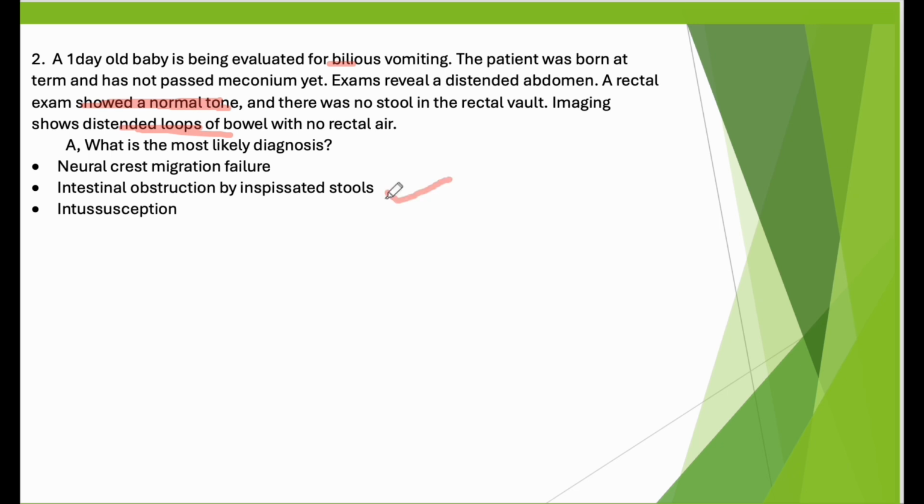We already discussed that for meconium ileus to occur, usually there's an obstruction due to inspissated stools. So you might not see meconium ileus named in the question, but this is the pathophysiology of the condition. So this is the right answer.